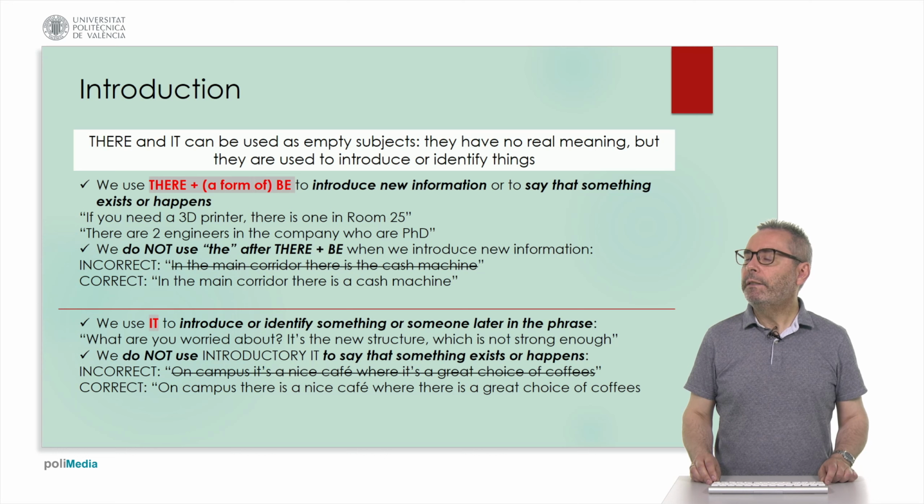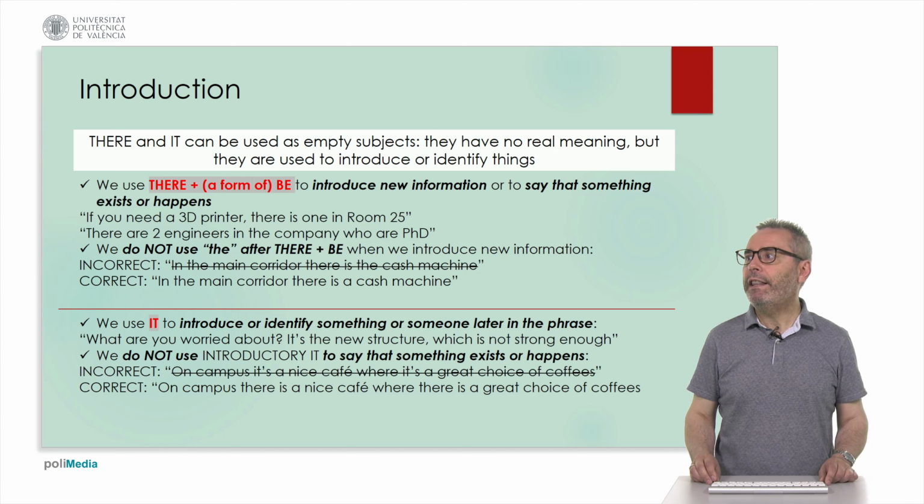Let's start with this kind of use. There and it can be used sometimes as empty subjects. They have no real meaning actually, but they are used for this purpose to introduce or identify things in the sentence. On the one hand, we use there plus a form of the verb to be to introduce new information in the sentence, or to say that something exists or happens. So it refers to the existence of things or people.